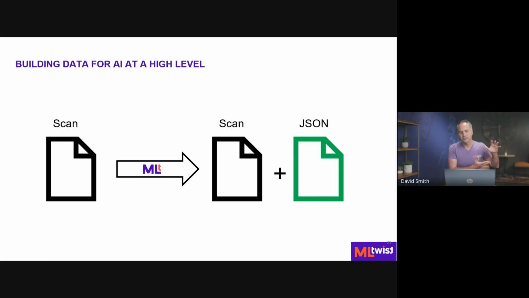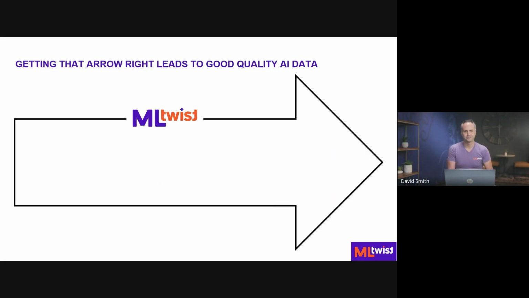For the purposes of this presentation, it's a 3D scan, but it can be a 2D image, it can be a text file, it can be all sorts of other pieces. So let's talk about that little arrow that's in between scan and JSON. That arrow is a combination of a lot of different concepts.